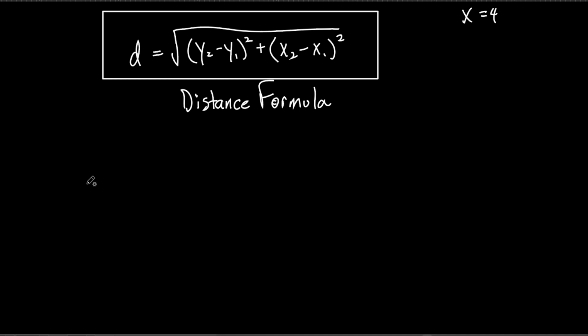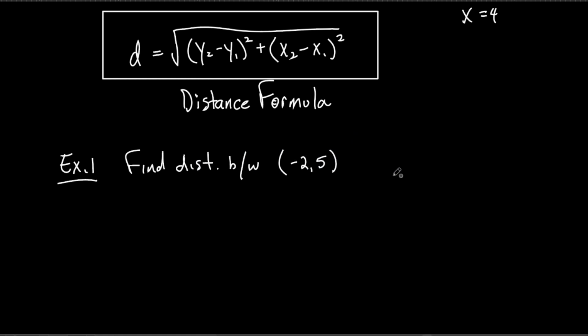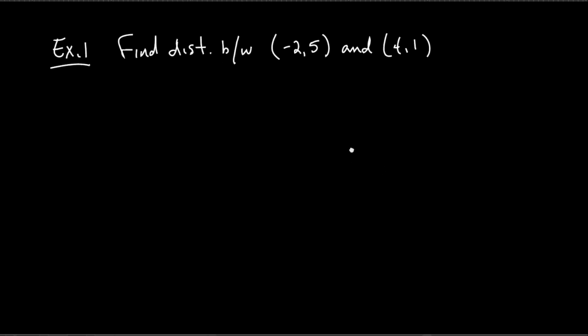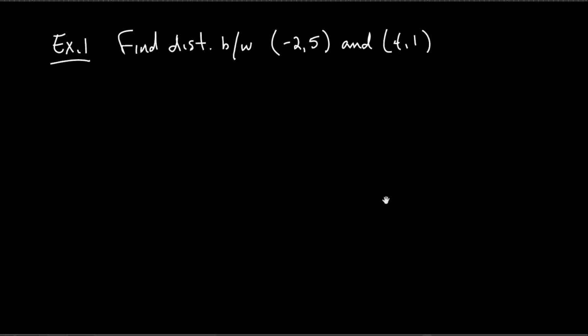This is a pretty important thing. So let's do an example. All right. This is example 1 in the book. If you look in the book, it says find the distance. I'm just going to write find the distance between. Just shorthand it a little bit. So it's negative 2, 5 and 4, 1. So they give you 2 points, and they're asking you to find the distance between those 2 points.